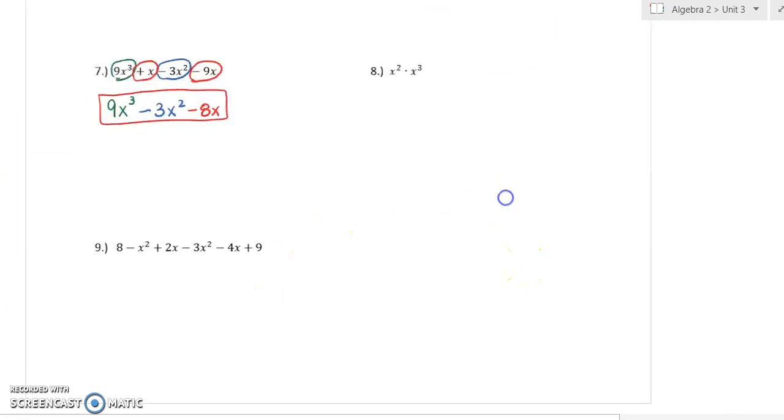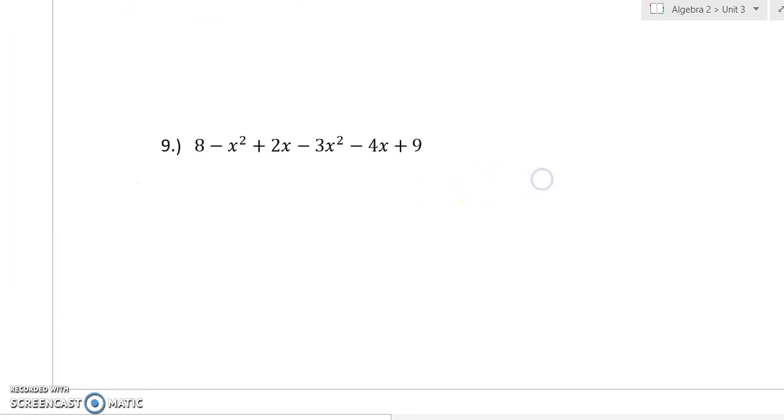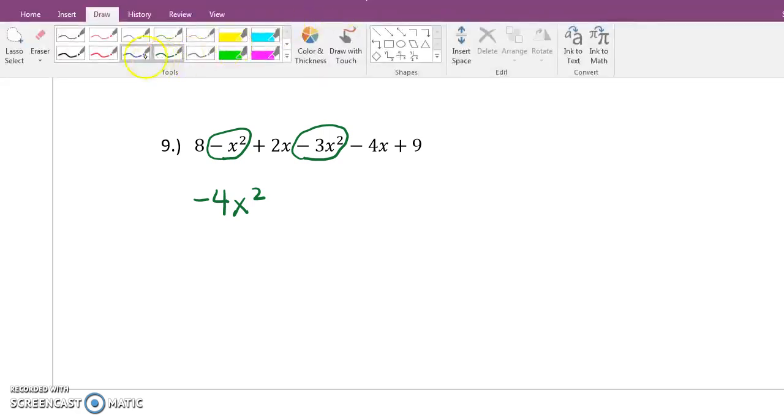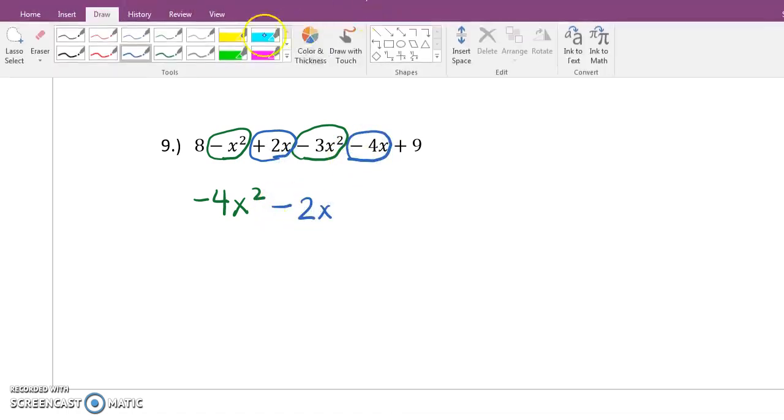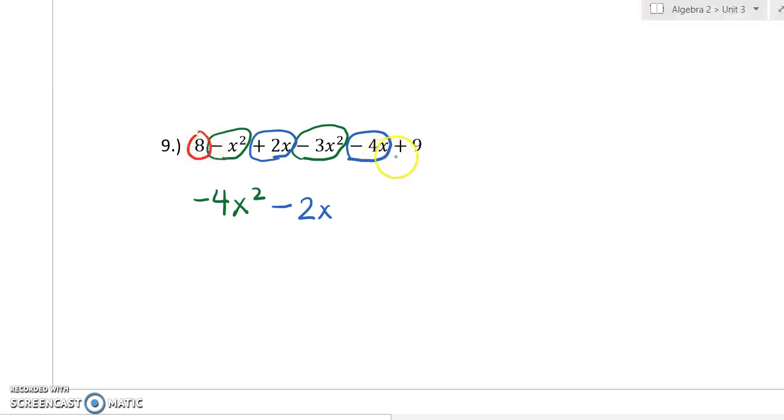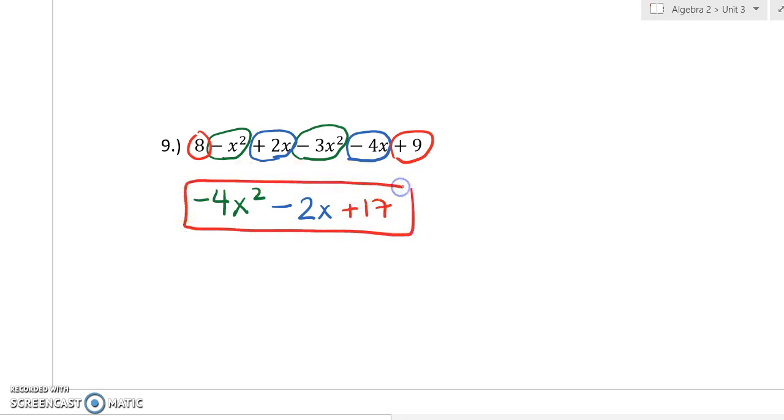All right, see if there's any other ones we can add like terms with. Oh, number 9, I see it. Oh, that one's a long one. All right, so number 9, we have negative x squared, and we have negative 3x squared, so that gives us negative 4x squared. And then we have positive 2x and negative 4x, which is negative 2x. And then our last part is 8 plus 9, which is 17. And none of those three terms are the same, so we'll leave that alone.